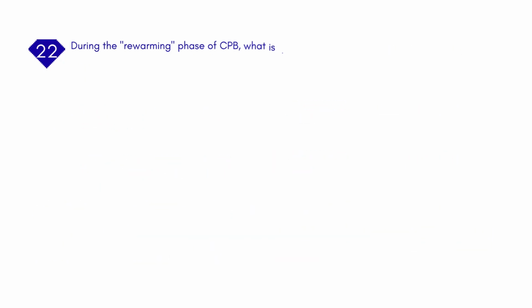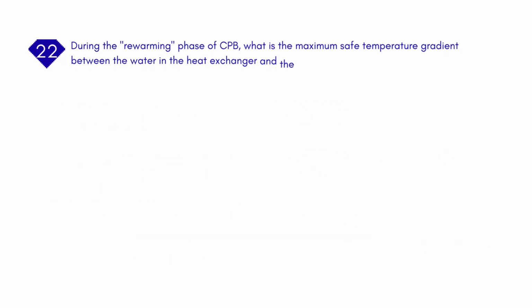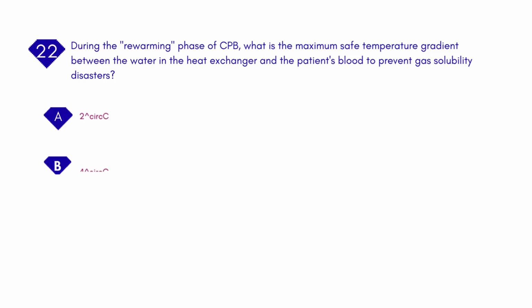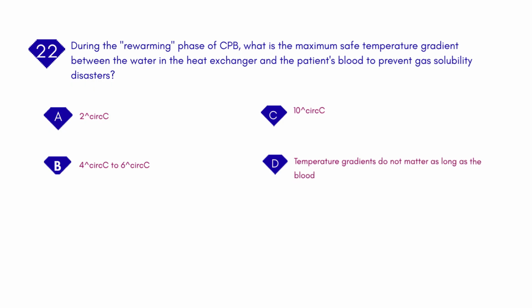During the rewarming phase of CPB, what is the maximum safe temperature gradient between the water in the heat exchanger and the patient's blood to prevent gas solubility disasters? A. 2°C. B. 4°C to 6°C. C. 10°C. D. Temperature gradients do not matter as long as the blood stays below 37°C.